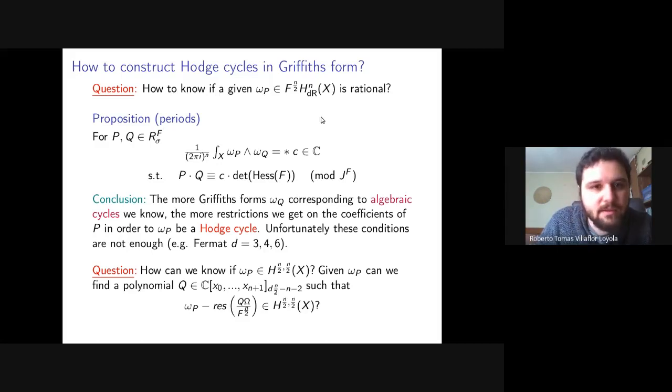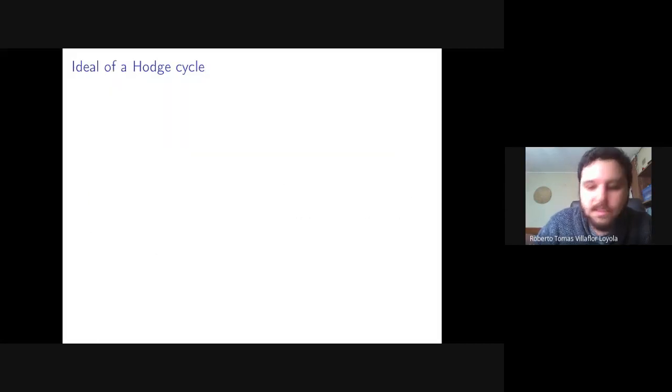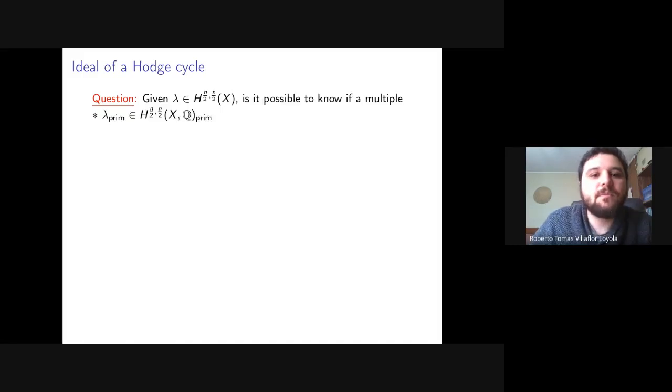Okay, so in the last slide, I just want to treat the following question. The previous slide was about how to construct Hodge cycles in Griffiths form, right? But I would like to know, in fact, the Griffiths form in order to compute the associated Artin-Gorenstein ideal, right? This is my goal.